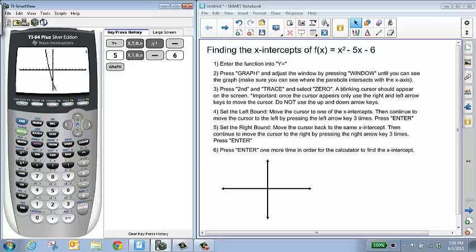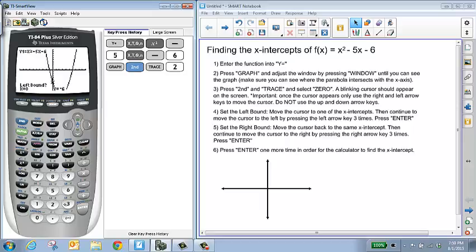And we want to make sure that we can see where the parabola intersects with the x-axis, and in this case we can. So we can see here and here. So we don't really need to adjust the window for right now. Now, in order to start calculating where the x-intercepts are, we're going to move on to step 3, which says to press second and trace and then select 0. So we're going to hit second, trace, and then select 0, like so.